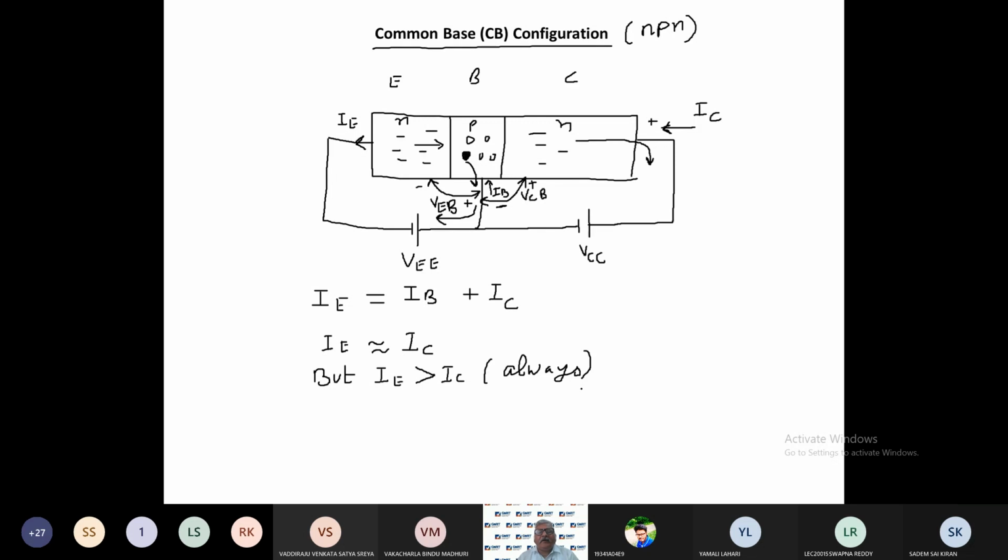So IE is always greater than IC, but it is only slightly higher than IC. It is not that it is too much higher than IC, but it is slightly higher than IC.